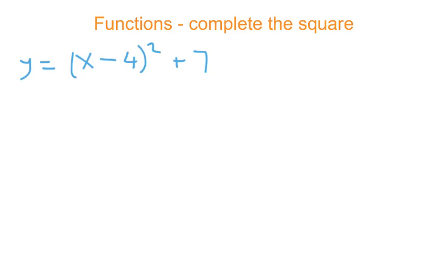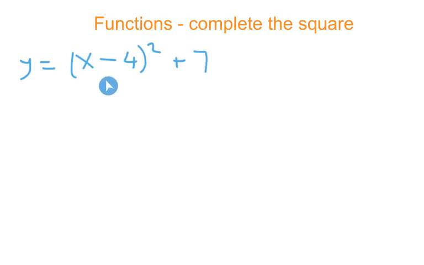A quadratic function is any function where the highest power of x, or whatever the variable might be, in this case x, is squared. The highest power is x squared. And it can be written in this particular format here, which is called completed square form.